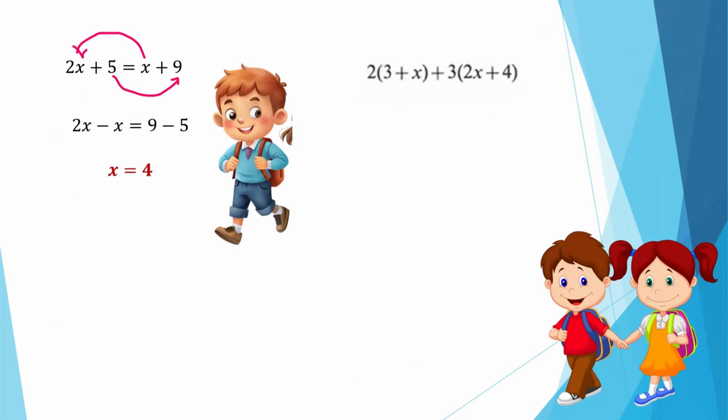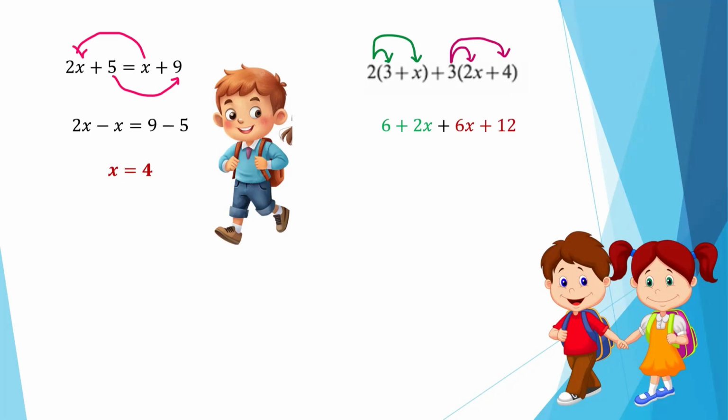Here there is a bracket question. You have to cancel off the brackets. How can we do that? You have to multiply: 2 times 3 and 2 times x. Likewise, in the next part, 3 times 2x and then 3 times 4. So when you open the brackets, you will get 6 plus 2x plus 6x plus 12.